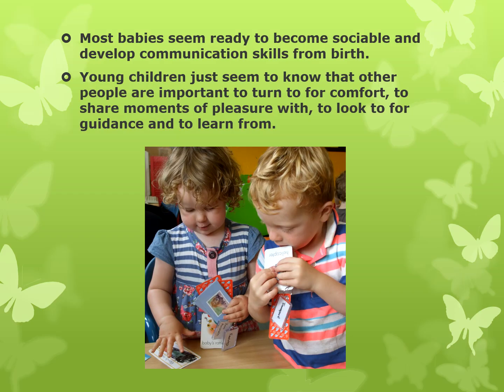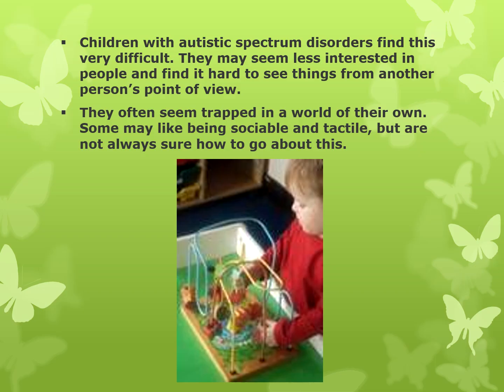Most babies seem ready to become sociable and develop communication skills from birth. Young children just seem to know that other people are important to turn to for comfort, to share moments of pleasure with, to look to for guidance and to learn from. Children with autistic spectrum disorders find this very difficult. They may seem less interested in people and find it hard to see things from another person's point of view. They often seem trapped in a world of their own, and some may like being sociable and tactile, but are not always sure how to go about this.